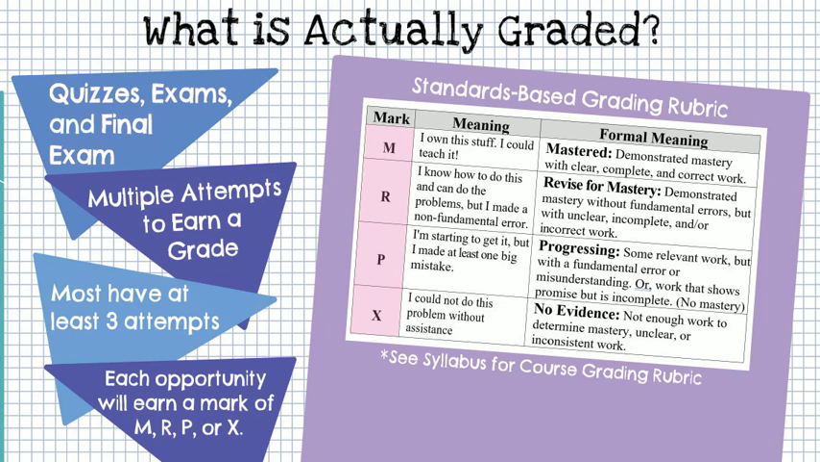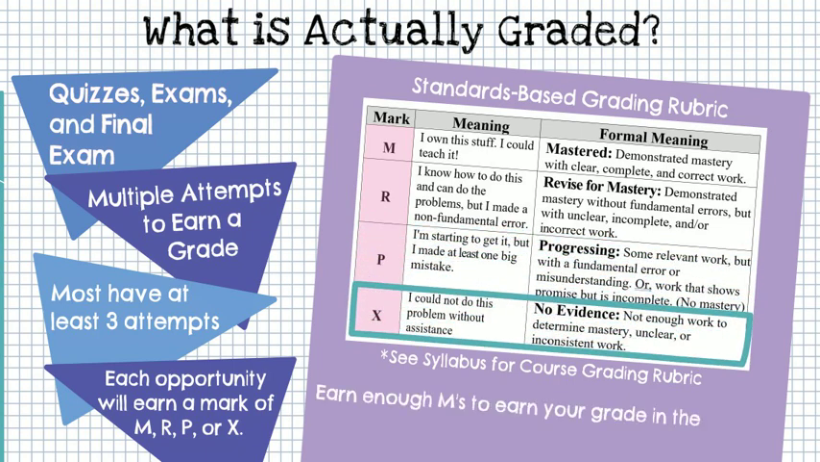In this example rubric, M represents mastered, R stands for revise for mastery, P means progressing, and X indicates no evidence. To master each learning objective, you will need to earn a specific number of M's. The syllabus will list the required number of M's for each objective.